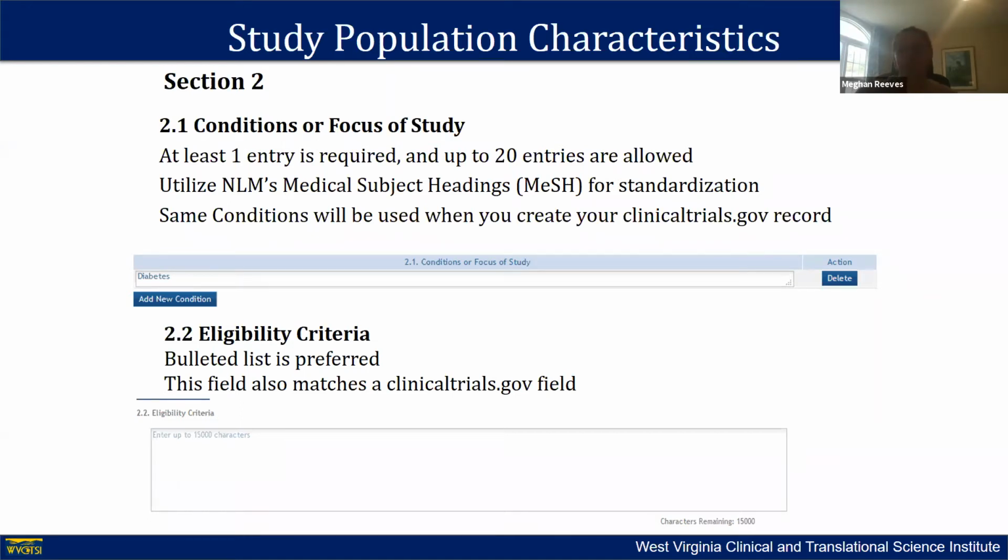The eligibility criteria, again, this would likely be a copy and paste from your KC or your protocol, but it's a fill in the blank up to 1,500 characters. That should also mimic exactly what's in clinicaltrials.gov to describe inclusion and exclusion criteria. They prefer a bulleted list. I think it's easier for us as well, and reviewers, if it's in a bulleted list.